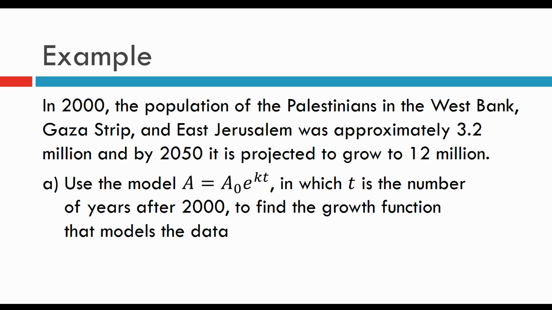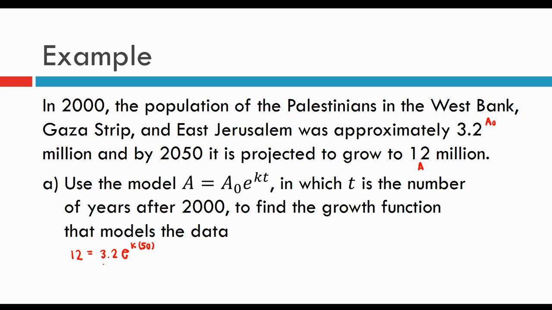So once again, because we are going to start with approximately 3.2 million, that's going to be your A sub 0. We're ending with 12 million, so that is my A value. We know that t is the number of years after 2000. So because we're projected by the year 2050, I know that I want t to be 50. So that's everything that I need in order to then find k. So we'll have 12 equals 3.2 times e to the k times 50.